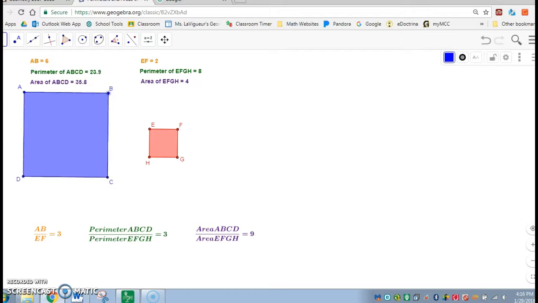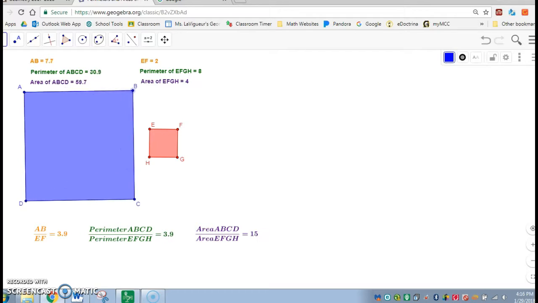So if I change this to 4, if I make this 4 times as big, and again, I got it perfect right there. So if it's 4 times as big, the perimeter of the image is 4 times bigger than the perimeter of the pre-image, but the area is 4 squared times bigger. What if I change this to 5?